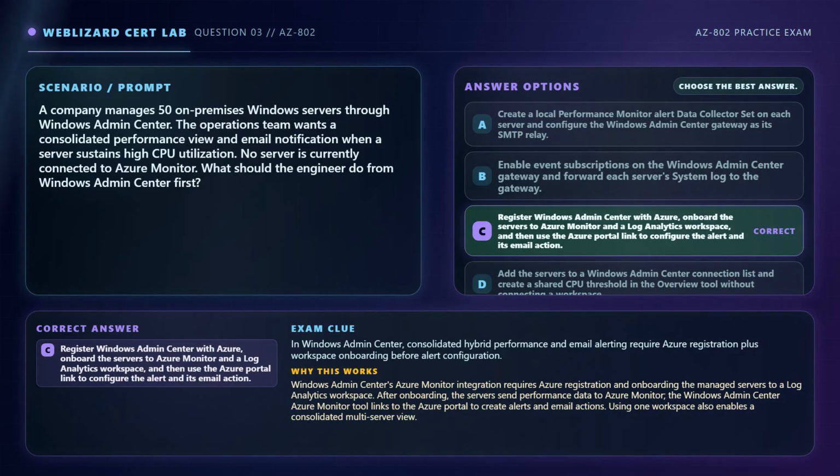After onboarding, the servers send performance data to Azure Monitor. The Windows Admin Center Azure Monitor tool links to the Azure portal to create alerts and email actions. Using one workspace also enables a consolidated multi-server view. In Windows Admin Center, consolidated hybrid performance and email alerting require Azure registration plus workspace onboarding before alert configuration.